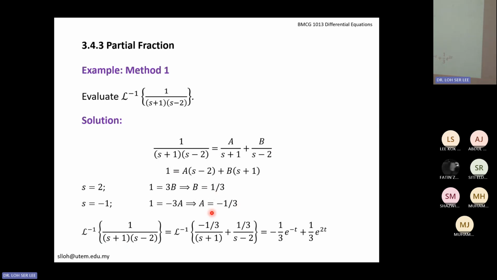After that, you just substitute the values that you obtained back into here. That means you have this. We have broken this into this. Then you just proceed to the inverse Laplace.